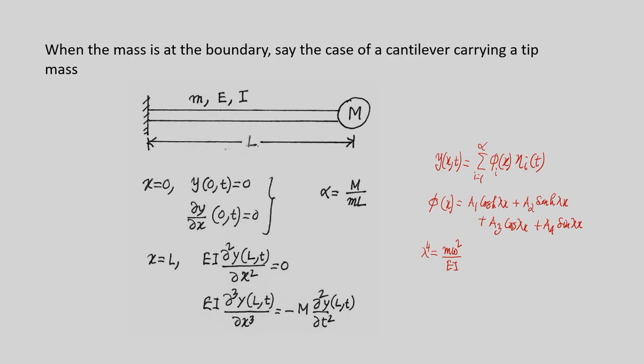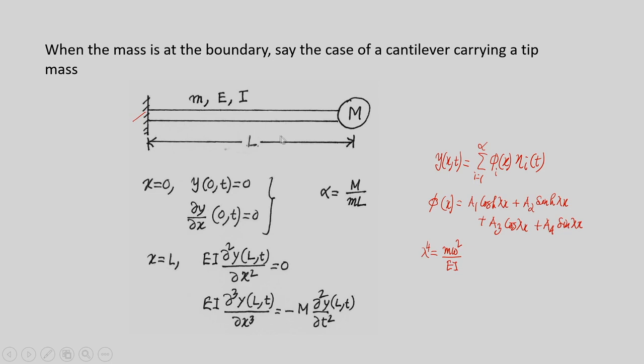What are the boundary conditions? At x equal to 0, that is at the fixed end, you are seeing here the fixed end, x equal to 0. Here our displacement is 0 at any instant of time and slope is also 0. So del y by del x is 0, as well as the displacement y is 0.